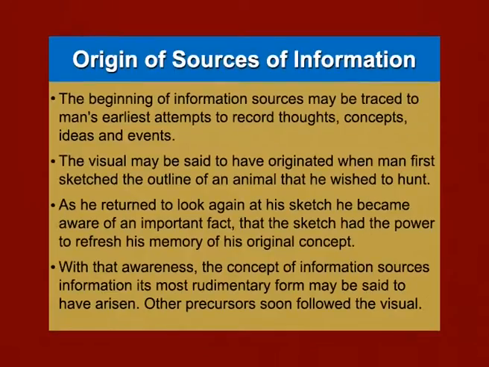Now, origin of sources of information. If you see how the information arrived, the beginning of information sources may be traced to man's earlier attempts to record thoughts, concepts, ideas and events. The visual may be said to have originated when man first sketched the outline of an animal that he wished to hunt. As he returned to look again at his sketch, he became aware of an important fact, that the sketch had the power to refresh his memory of his original concept. So, with the awareness, the concept of information sources, in its rudimentary form, may be said to have arisen, and other precursors soon followed the visual component.